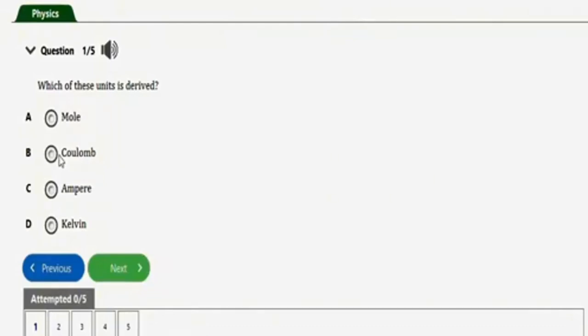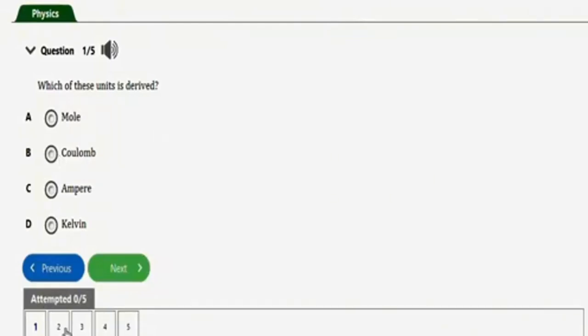So mole is a unit of a fundamental quantity, which is amount of a substance. Ampere is the unit of a fundamental quantity, which is electric current. Then Kelvin is a unit of a fundamental quantity as well, which is temperature. So coulomb is the only unit here that is derived. Alright, so that's it for this question.